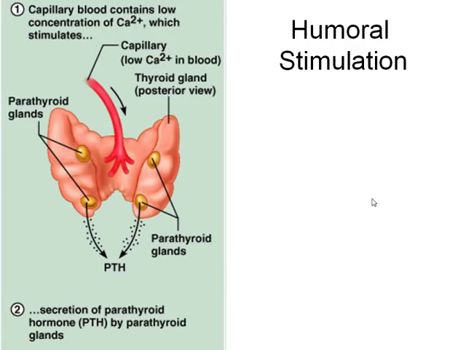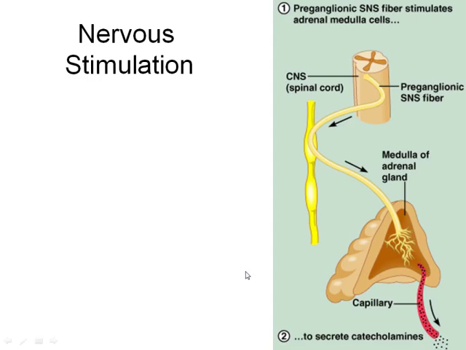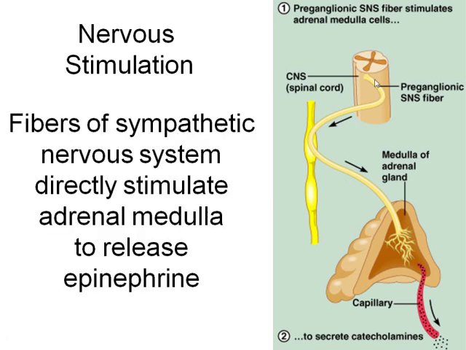An example of humoral stimulation is the control of calcium in the blood. Blood calcium levels control the release of calcitonin from the thyroid gland and parathyroid hormone from the parathyroid glands. We'll talk more about this later. Nervous stimulation is strictly that of the adrenal gland.